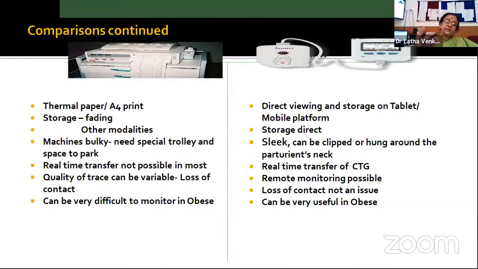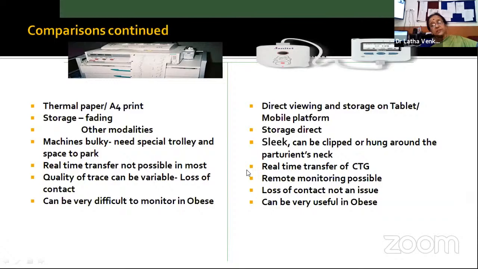electrical transducers, which were placed on the maternal abdomen, et cetera. But unfortunately, it's no longer available in our country. And services are also very, very difficult to get if somebody is owning a Monica machine. So anyway, real-time transfer was possible only with that machine, but it is not possible in most of the cases of the traditional CTG machine.